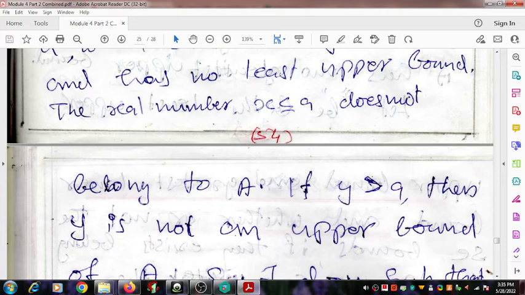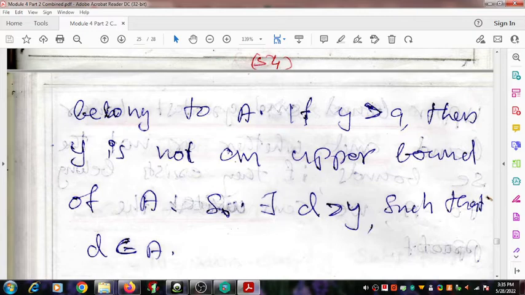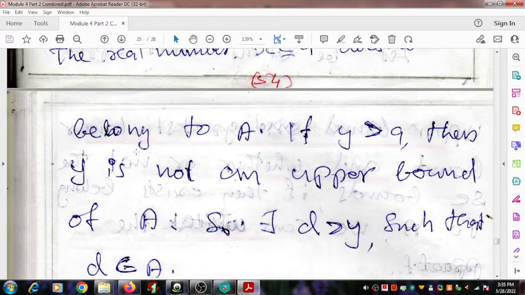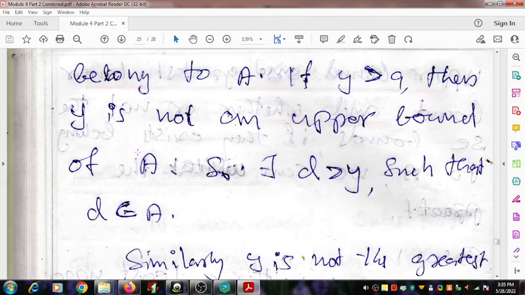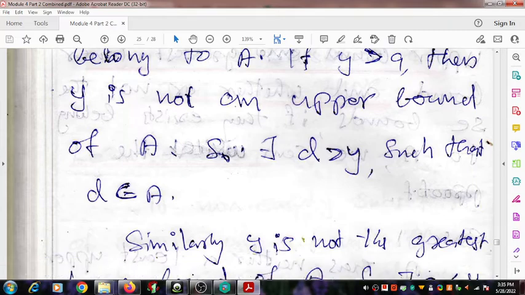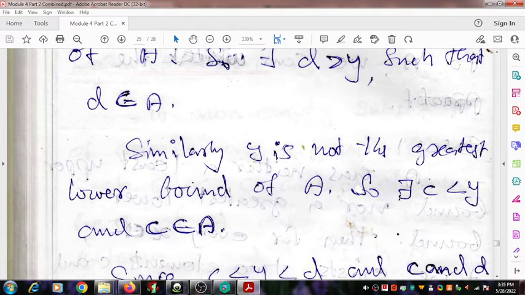Then the real numbers x having the property that x is less than or equal to A do not belong to A. So if y is greater than A, then y is not an upper bound of A, and there exists D greater than y such that D is an element of A.